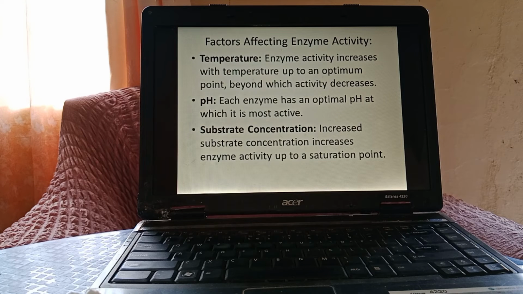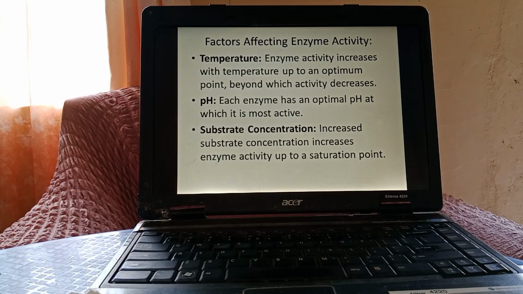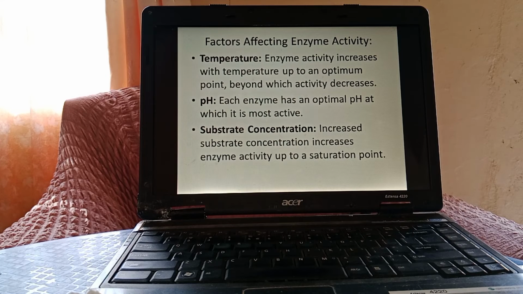Substrate concentration. Increasing substrate concentration increases enzyme activity up to a saturation point. So as you put more substrate, if you put excess, it does not mean that the enzyme will work. In fact, it will be affected because you are not supposed to saturate the substrate. Enzymes work best at a certain level or quantity of the substrate.